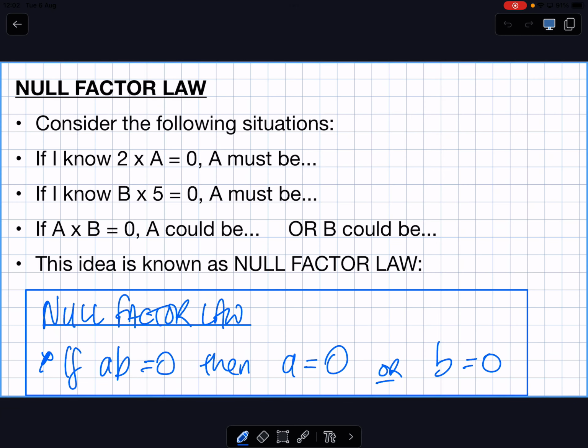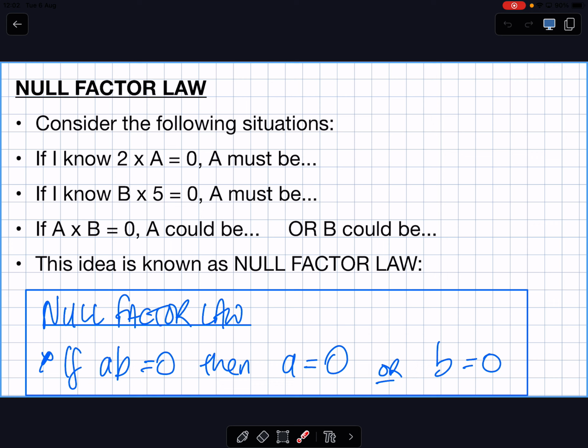This lesson is about something called the Null Factor Law. That word should be semi-familiar because last Friday you did a test on factorization. The whole reason the timeline is written in this particular order is I show you how to factorize so you can use factorized things for quadratics. So can you think of these situations?